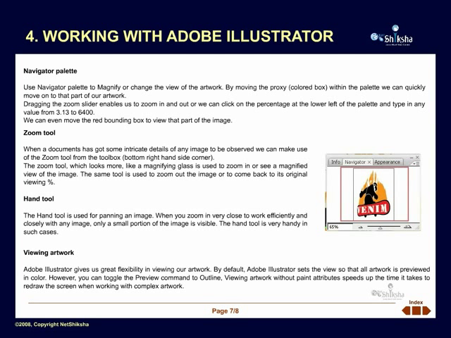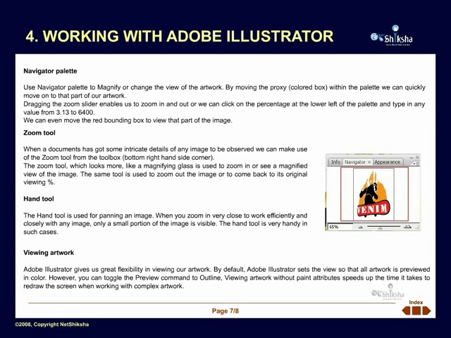Zoom tool. When a document has some intricate details of any image to be observed, we can make use of the zoom tool from the toolbox, that is at the bottom right hand side corner. The zoom tool, which looks like a magnifying glass, is used to zoom in or see a magnified view of the image. The same tool is used to zoom out the image or to come back to its original viewing percentage.